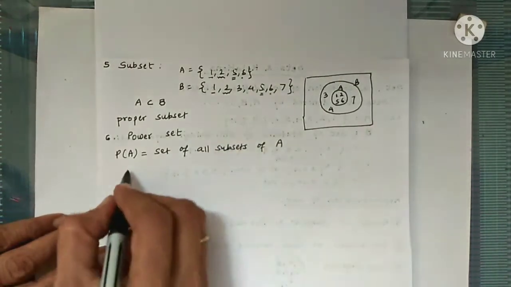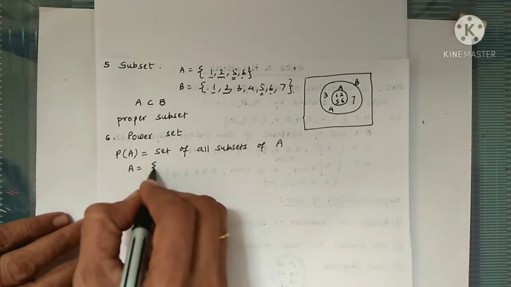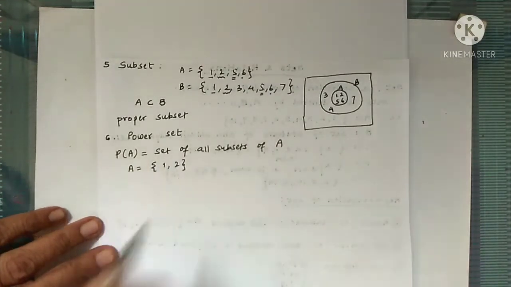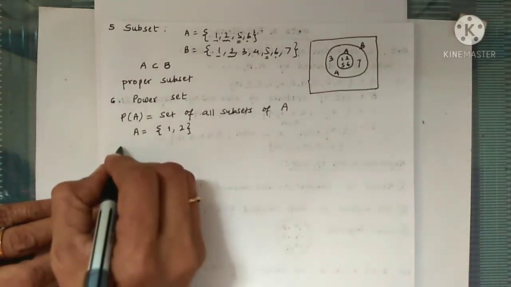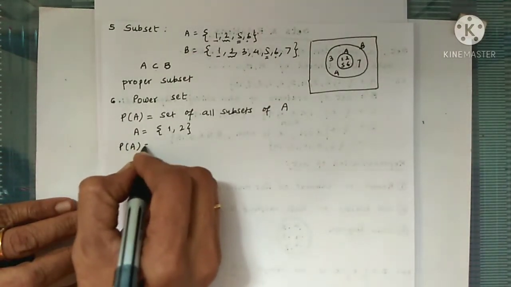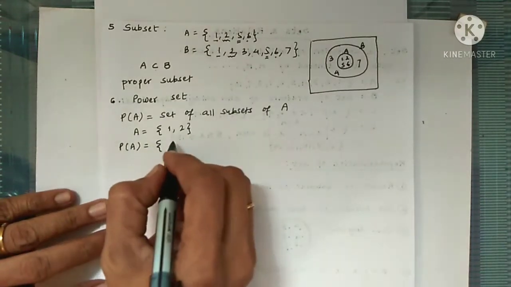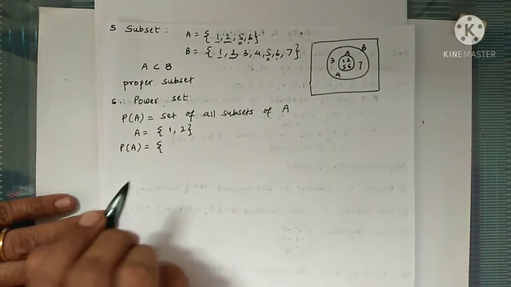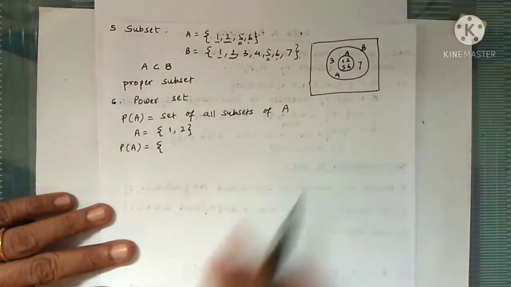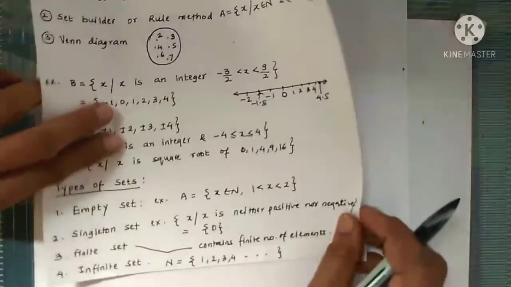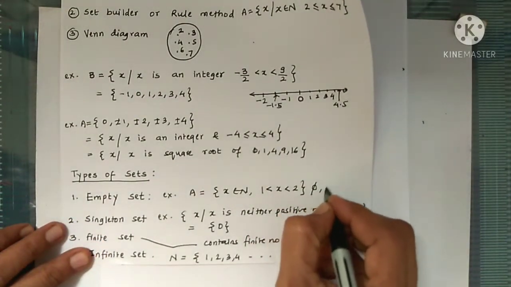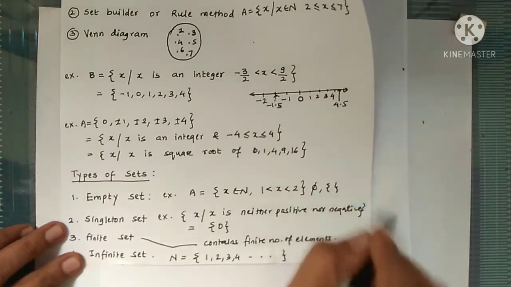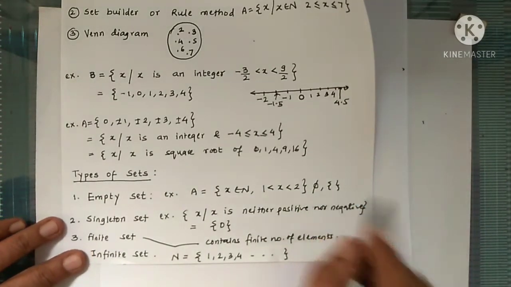For example, if A contains 2 elements 1, 2, then let's write down all the subsets of A. That is known as the power set of A. See, the empty set is always a subset of any set. The empty set is denoted by ∅ or just the curly brackets with nothing in it.